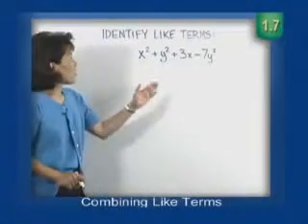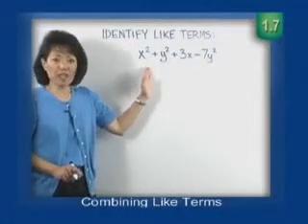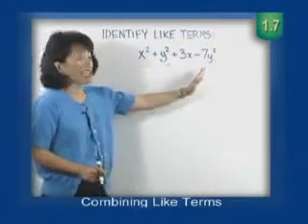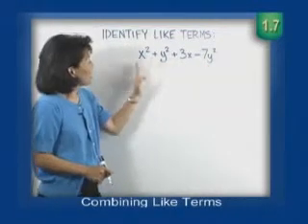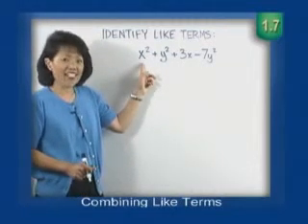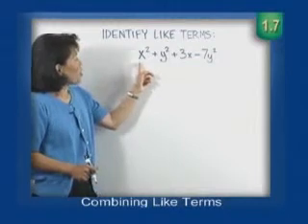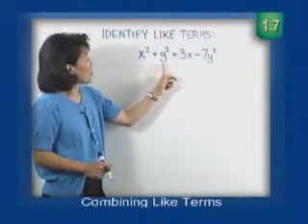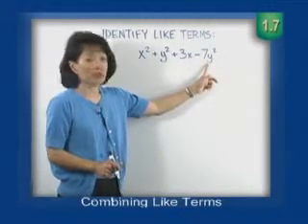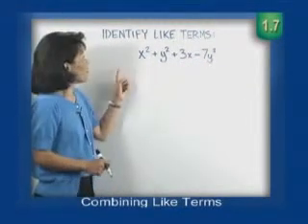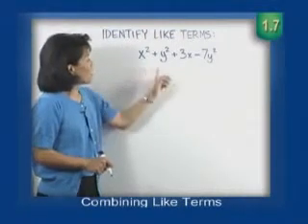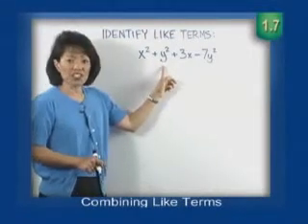Let's look at our first example here and determine what makes terms like terms. In order to be like terms, the variable portion of the term has to be exactly the same. In this expression, we have x squared plus y squared plus 3x minus 7y squared. We're trying to identify the like terms, so all we have to concern ourselves with is the variable portion of each term.